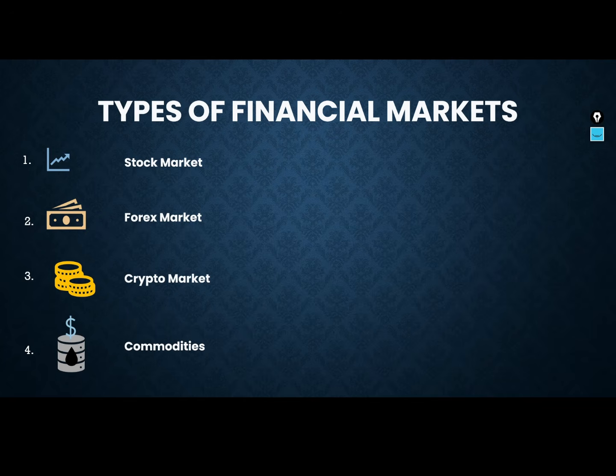Commodities are nothing but natural resources like gold, silver, crude oil, natural gas. Commodity prices move because of changes in supply and demand, weather conditions, and global events also.